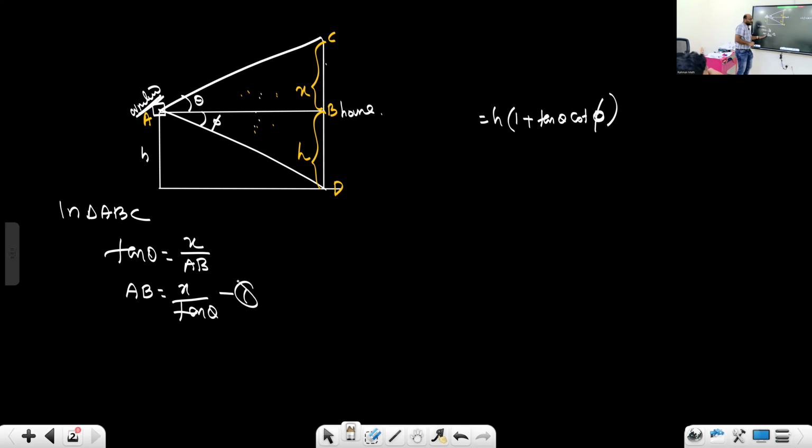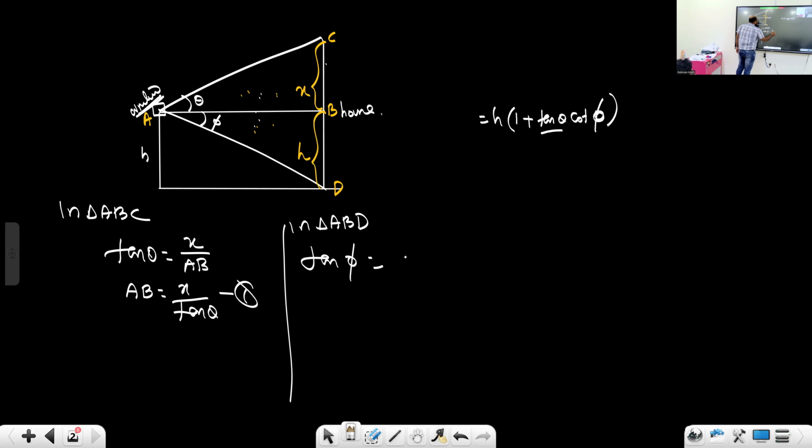Don't change tan theta, let it be like that only, because here also we want tan theta. But the phi is not like that. Next, in triangle ABD, which angle is there? Phi. Tan phi equals h by AB. Cross multiplication gives h by tan phi. What is the reciprocal of tan phi? Cot phi. Tan reciprocal is cot, sin reciprocal is cosec. So AB equals h cot phi. Equation number 2.